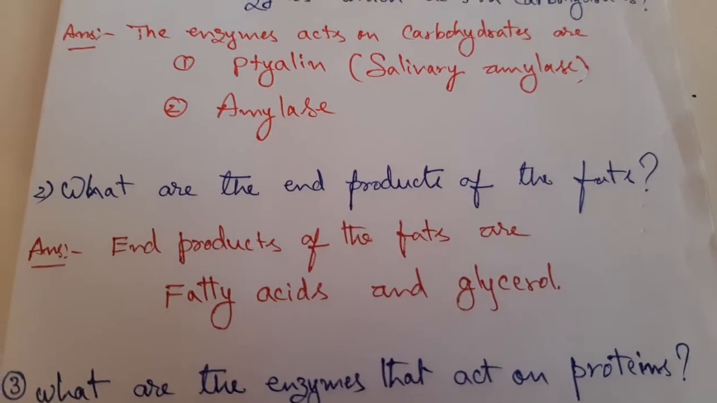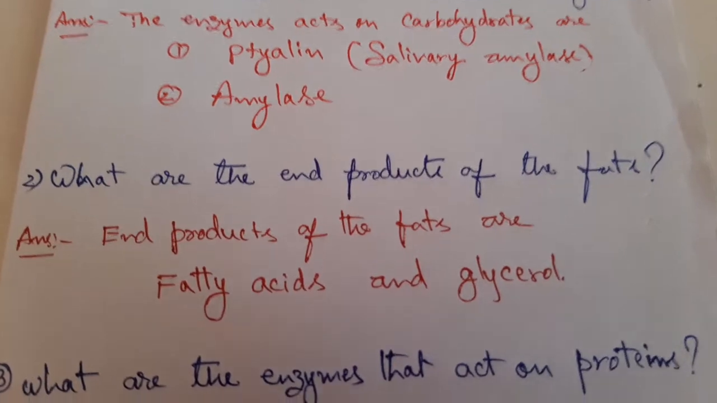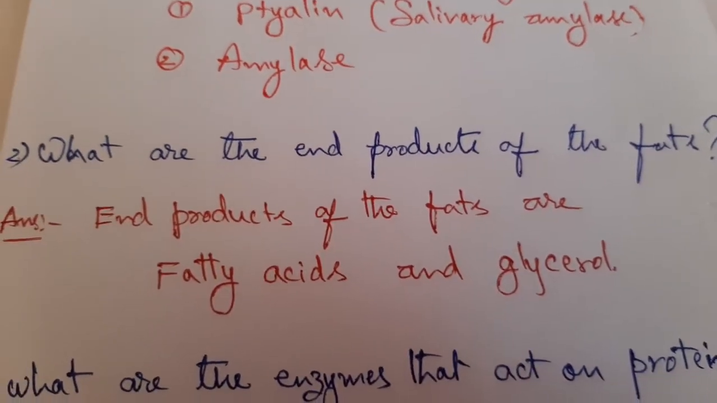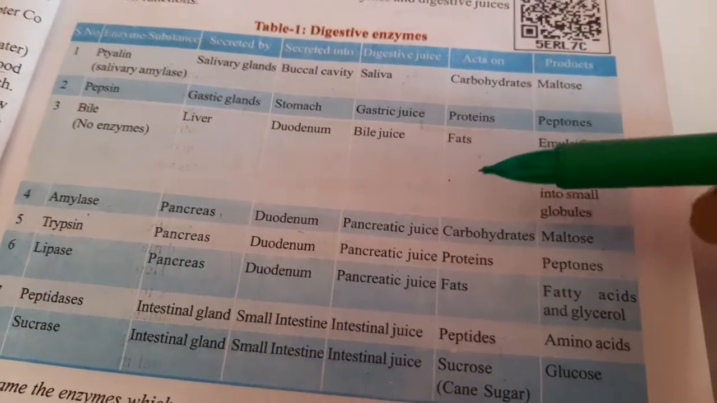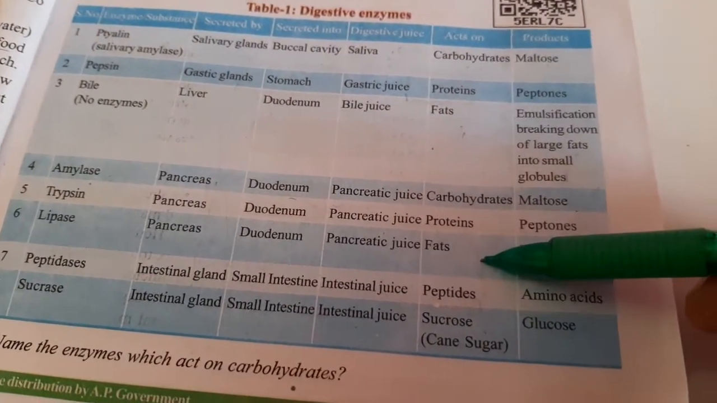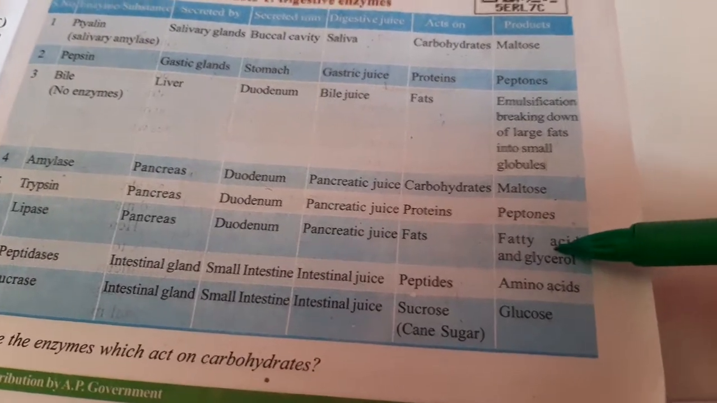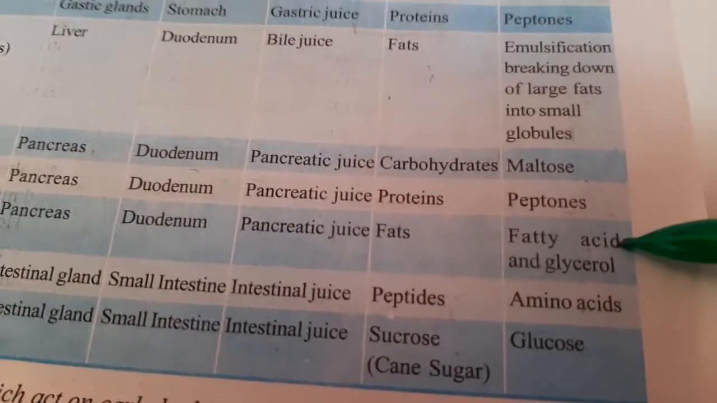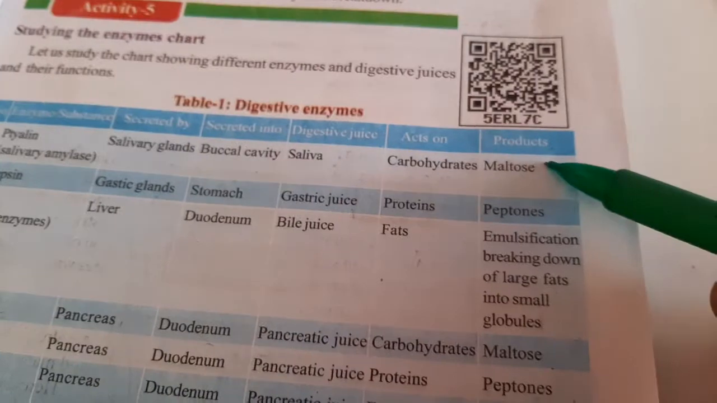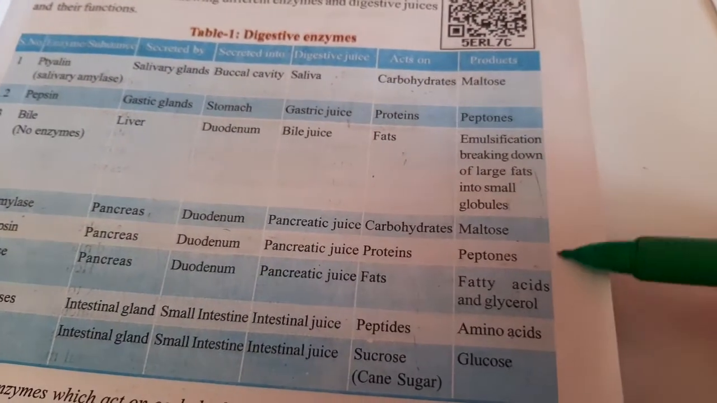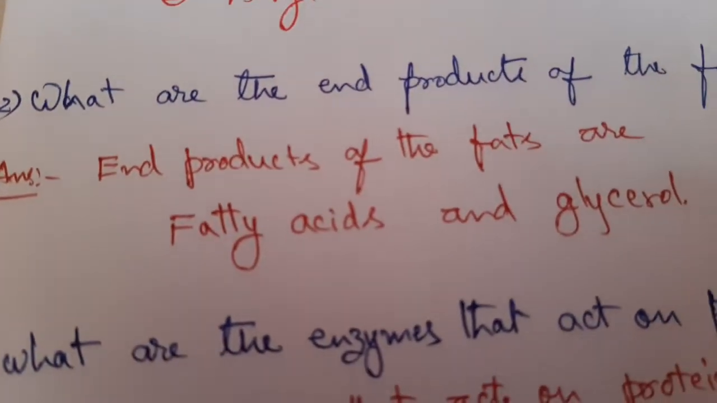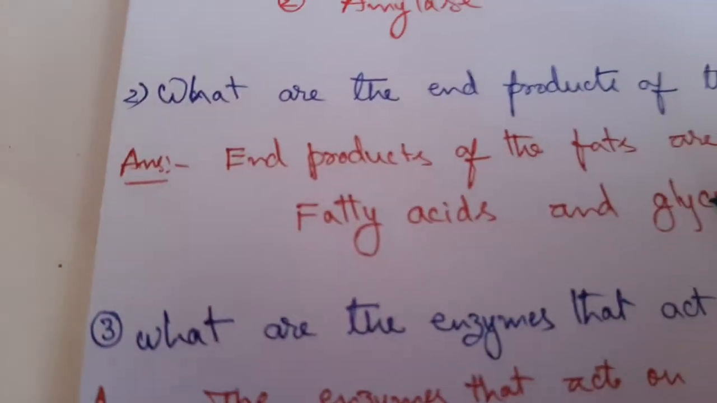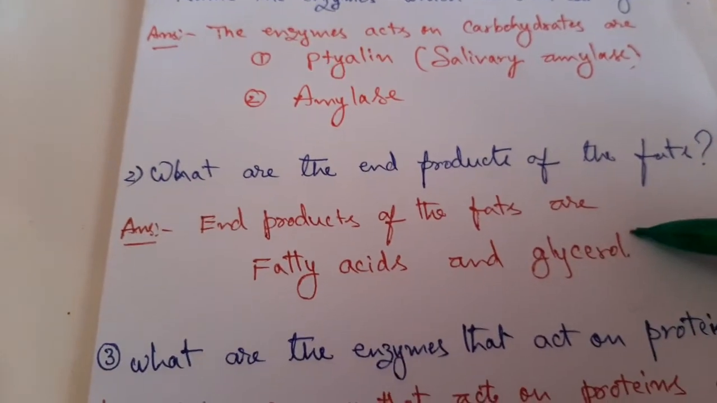Come to the next question. What are the end products of the fats? Here students, observe the end products. Fats. Here fats and here fats. So the end products of fats are fatty acids and glycerol. These are the end products. Fatty acids and glycerol. So the answer, the end products of fats are fatty acids and glycerol.